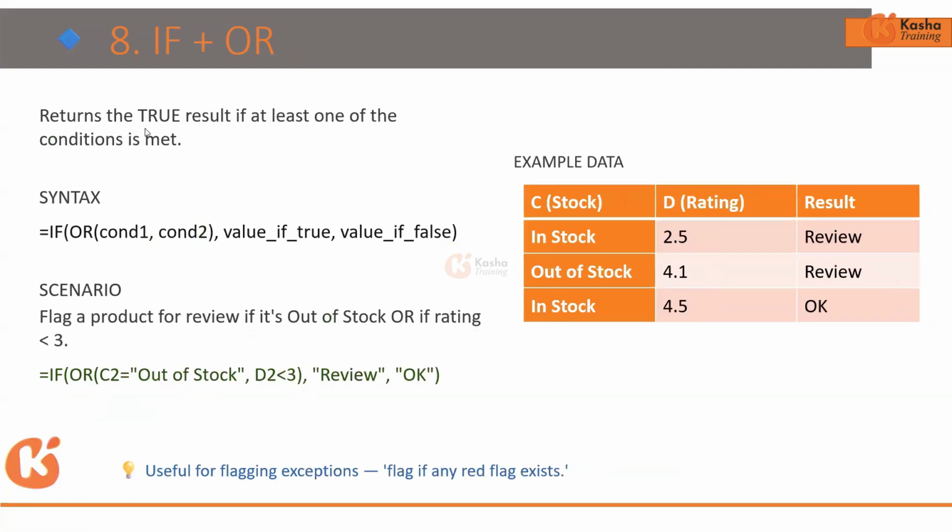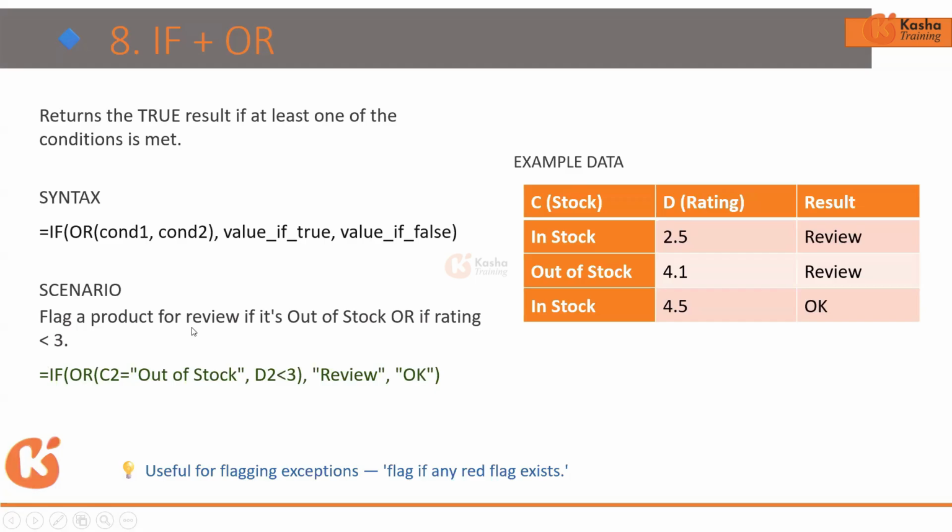Now let's see where we can use IF plus OR. It returns the true result if at least one condition is met. So only if one condition is met, you will get your result. You can see the syntax: IF(OR(condition one, condition two), value if true, value if false). So what value is it, let's see.